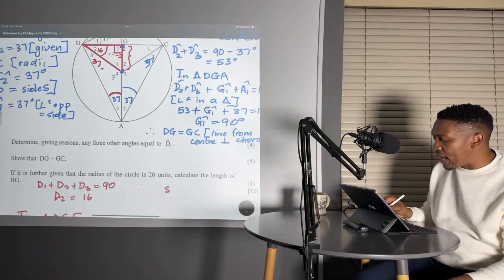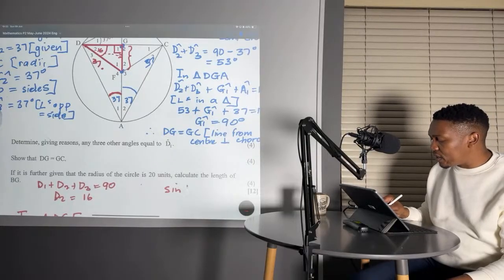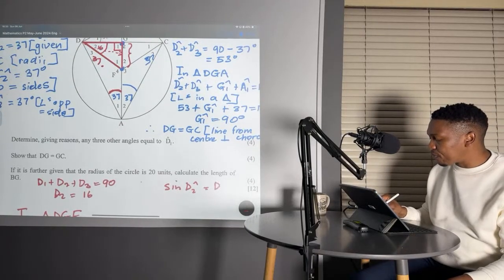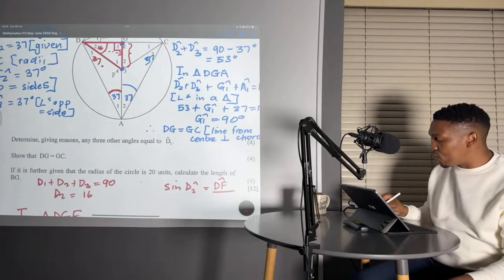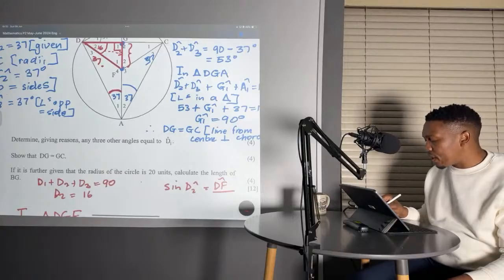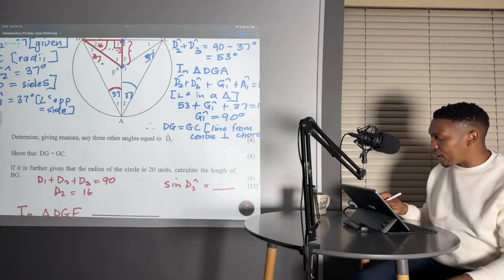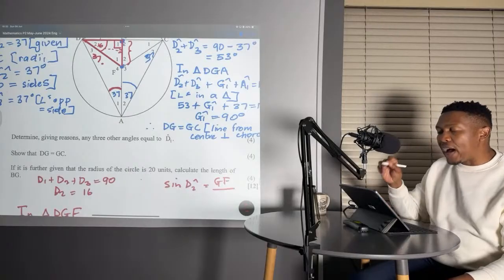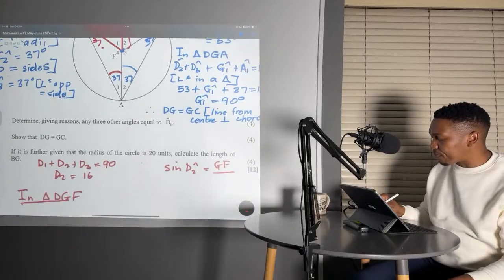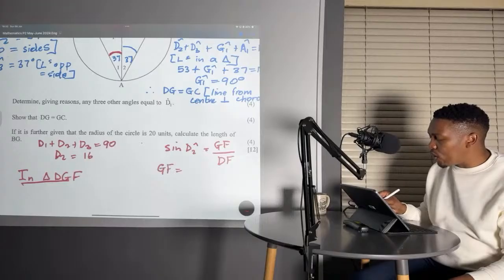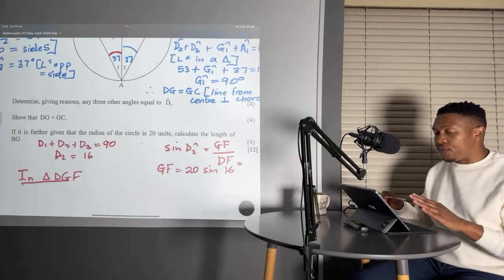So I'm going to say the sine of angle D2 is equal to the opposite, which is, the opposite is not DF, the opposite is GF, divided by the hypotenuse, which is DF. Now remember, what are we looking for? We are looking for GF. So in this case, GF will be DF, which is 20, times the sine of 16 degrees. Now I'm going to leave it in that format.